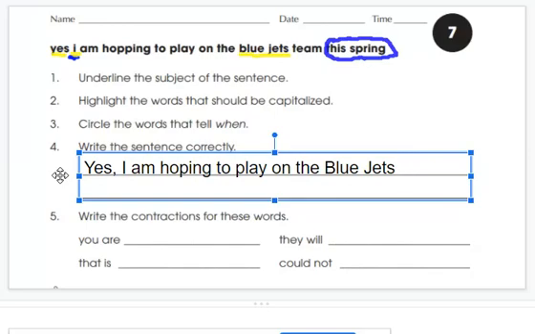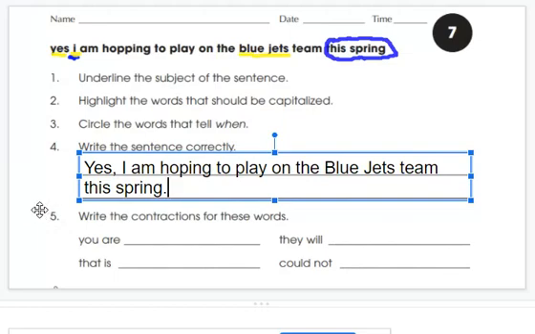Now, go ahead and read until the next correction. Well, we would just do team this spring. Am I done? I hope you said no. What goes at the end of a sentence? The correct punctuation would be a period. So yes, I am hoping to play on the Blue Jets team this spring. Make sure that you look over this and do all of your corrections.